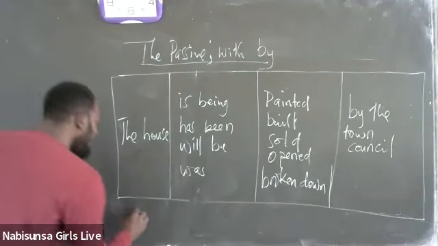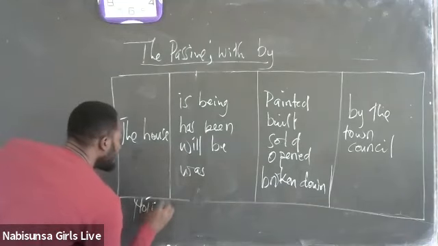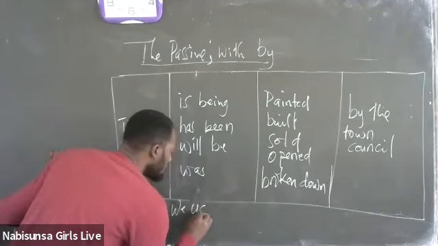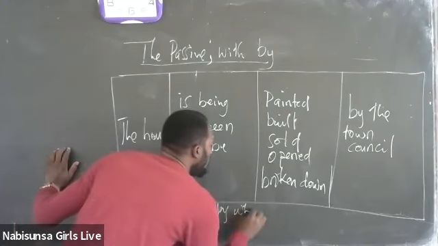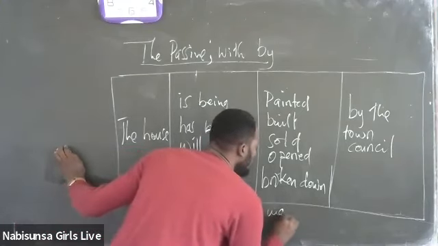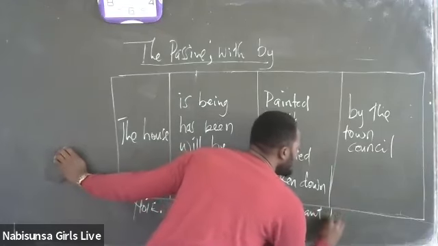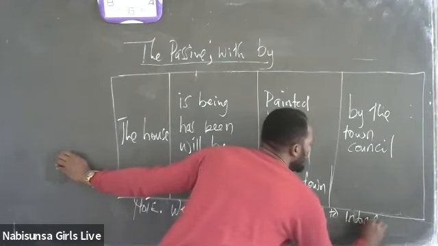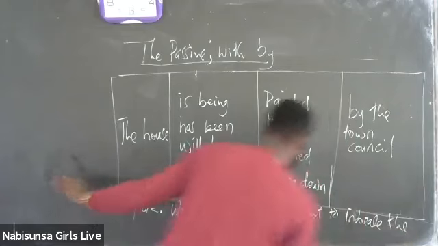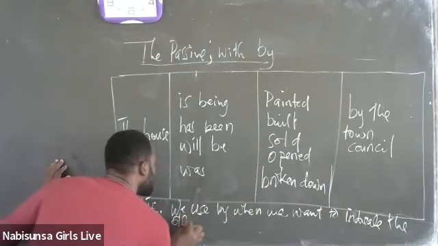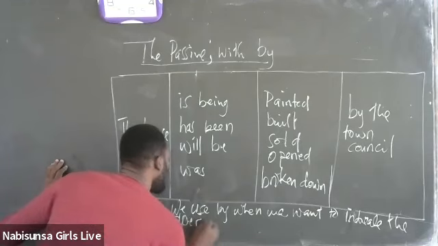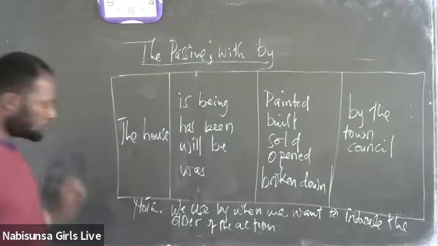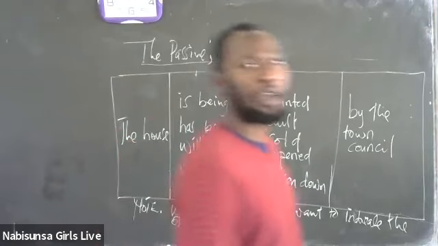Actually, note here and say we use by when we want to indicate the doer of the action.